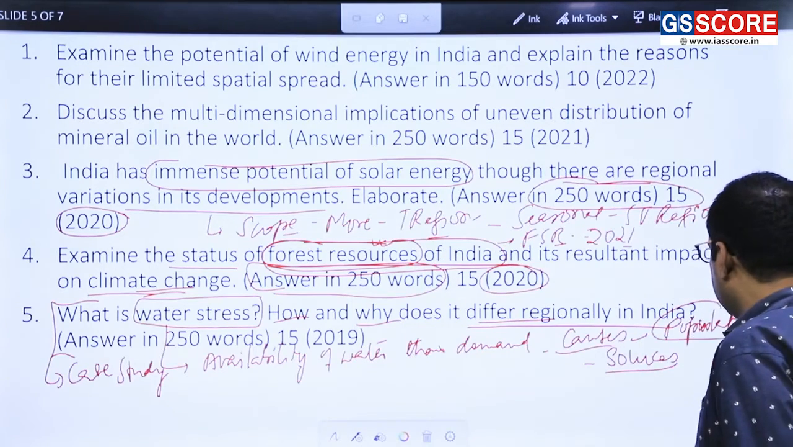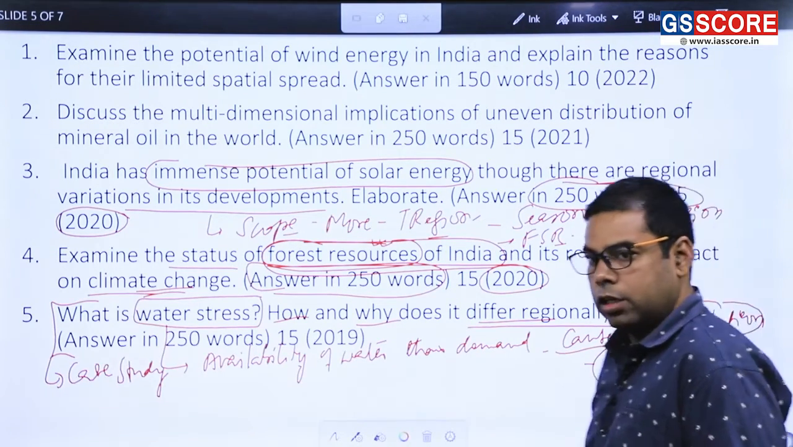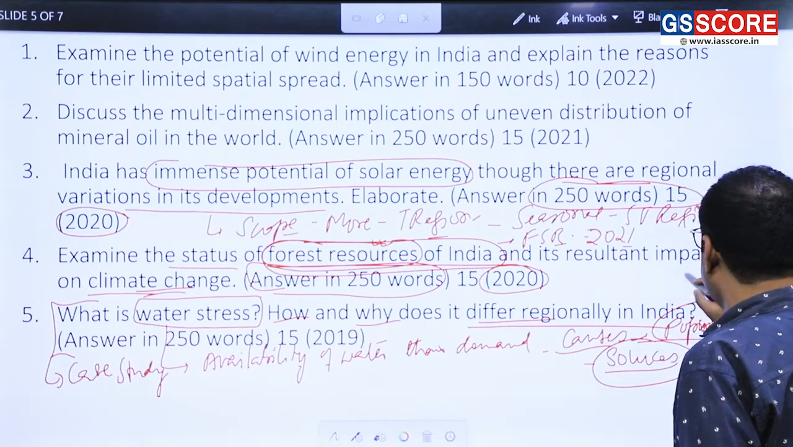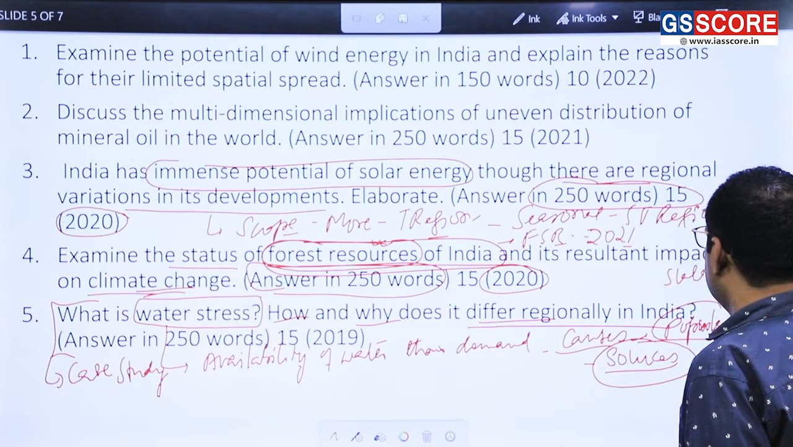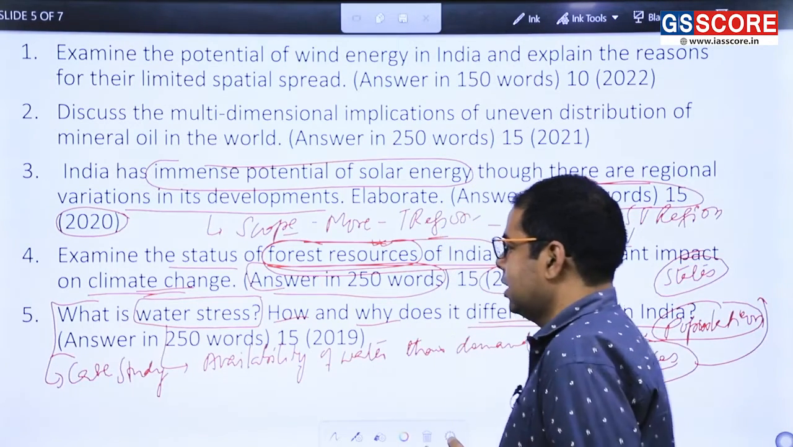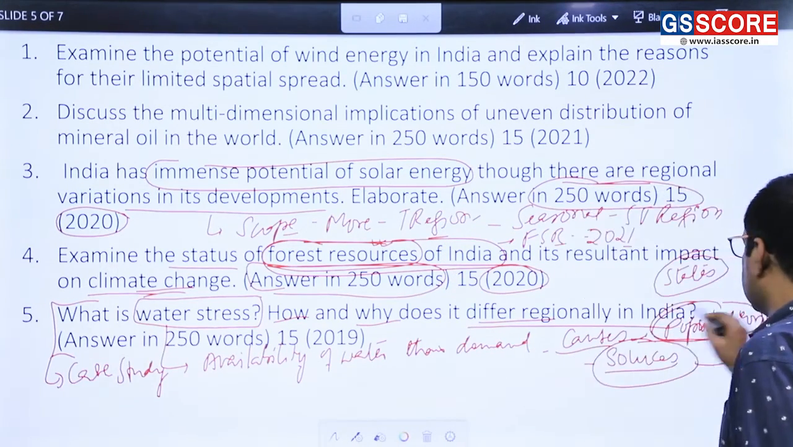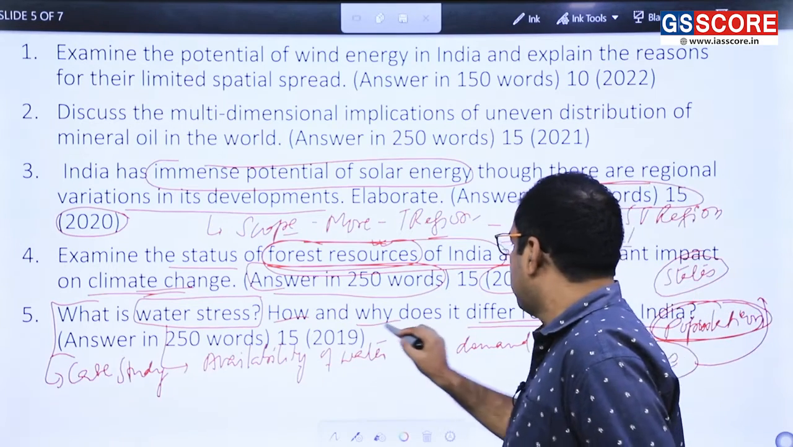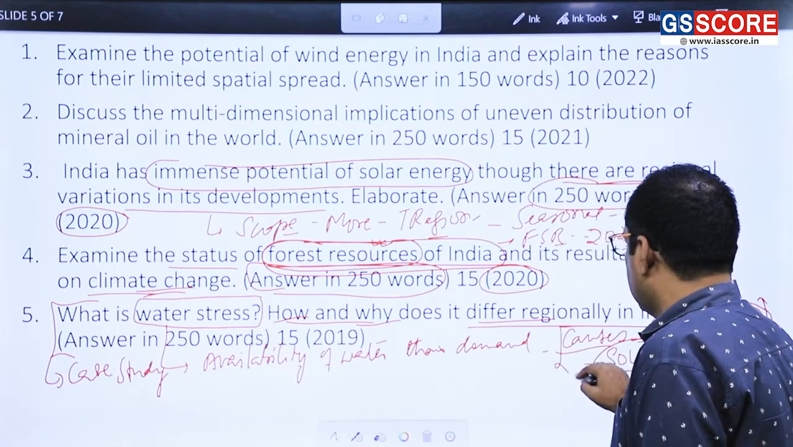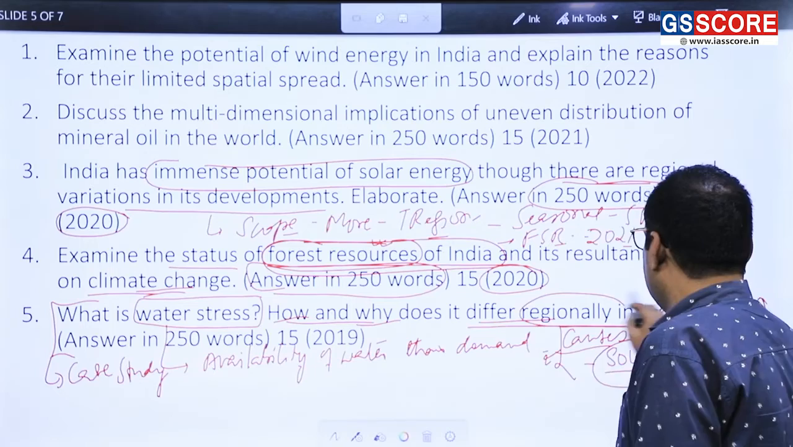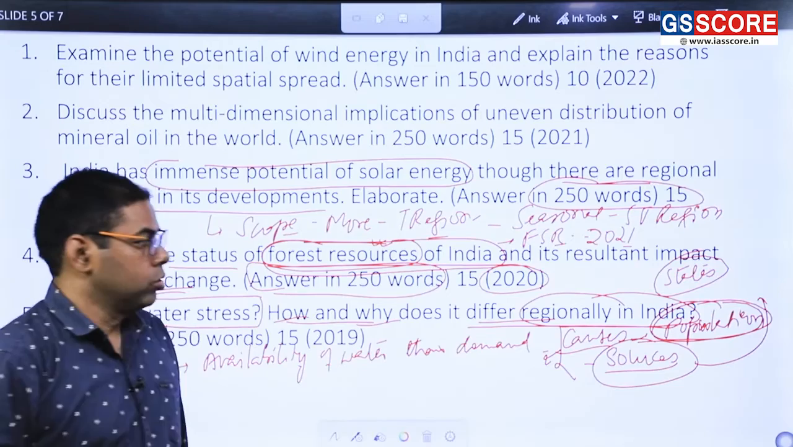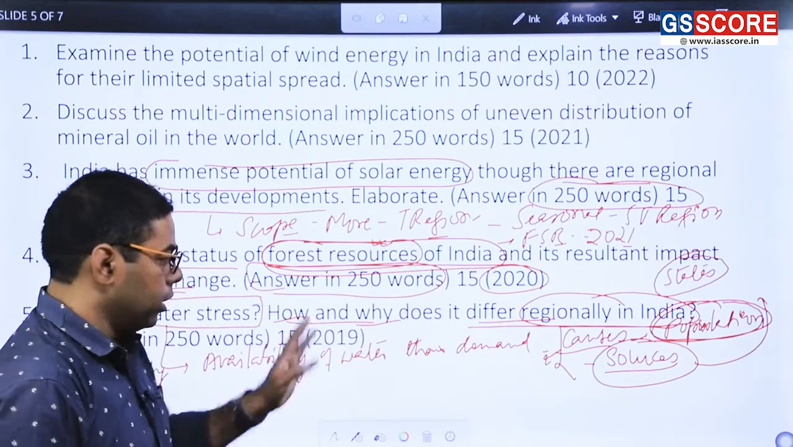Delhi's population is high, and Delhi does not have its own source of water. So it has to depend on other states, on the neighboring states. So their stress is more. Per capita availability of water is less because of the size of the population. Right? How and why does it differ regionally in India? So you can go on the basis of the causes for this regional water stress in the country. This will vary accordingly.